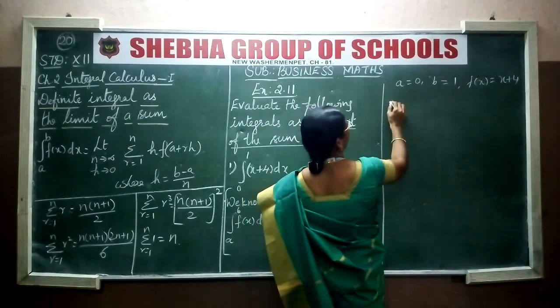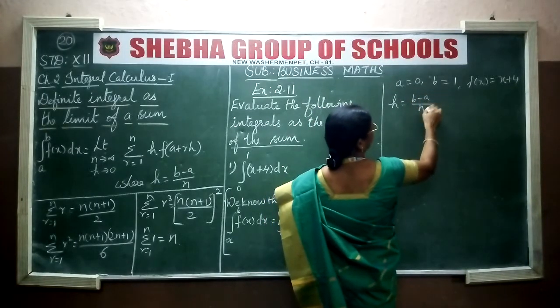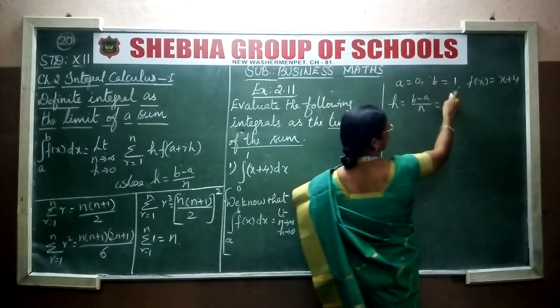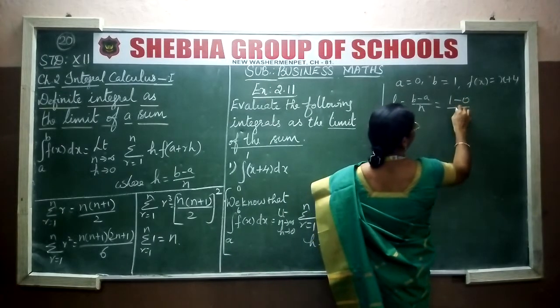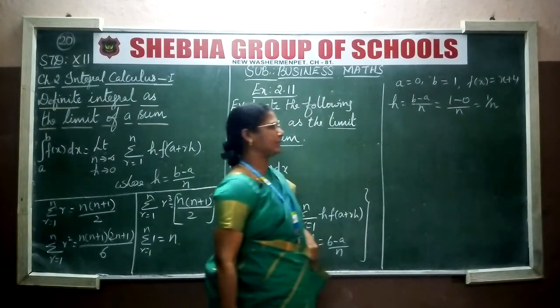Next find h. What is h? H is b minus a by n, is equal to, what is b? B is 1, minus 0, by n. So we get h equal to 1 by n.